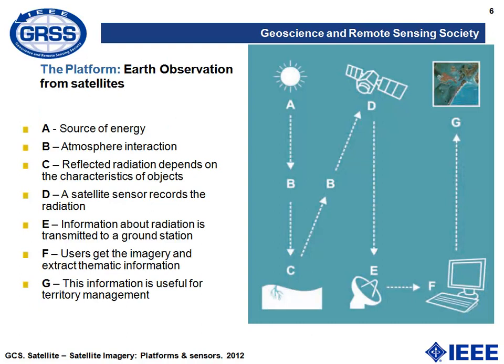The satellite is part of the global Earth observation architecture, where we have different parts. Basically, the source of energy, in this figure the sun, atmospheric interaction, reflection, the sensor recording this radiation, and finally how it is sent to the ground station and transformed into products, services, and derived data.